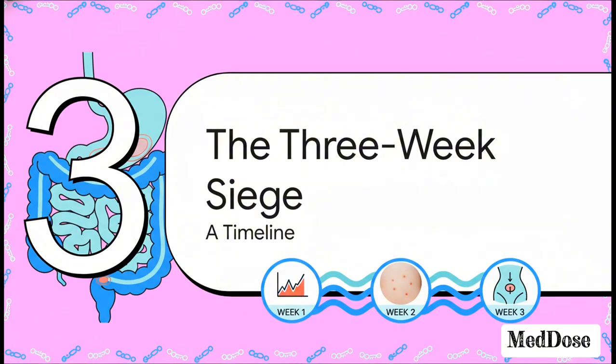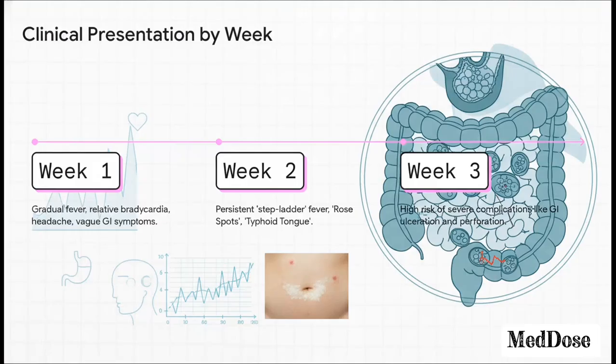For your exam, you have to know this timeline, because the symptoms change pretty dramatically from one week to the next. Let's break it down. Week 1 is kind of vague. You've got a headache, some GI issues, and this slowly rising stepladder fever. But there's a huge clue here we'll talk about in a second.